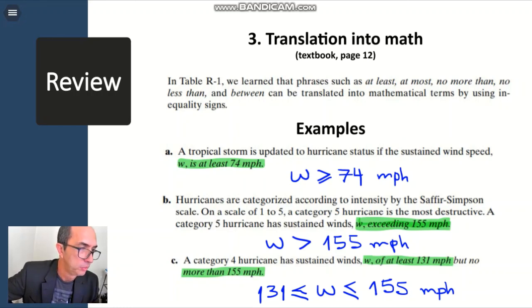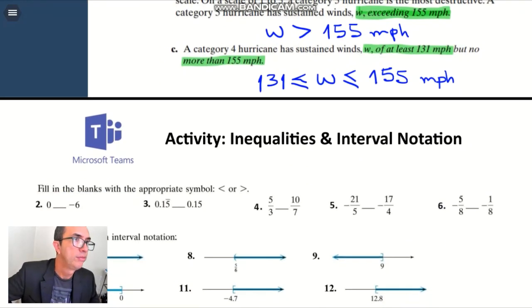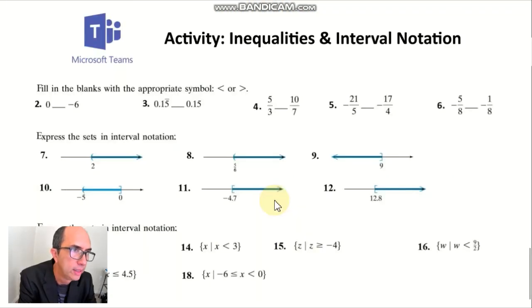And we conclude this section, and now you have the activity, inequalities and interval notation. You open the activity on Microsoft Teams. Then you have to do your work on a piece of paper, work the numbers out, and after you find the right answer, you write down the right answer using Microsoft Teams and Microsoft Forms. And let's go, let's do the work.